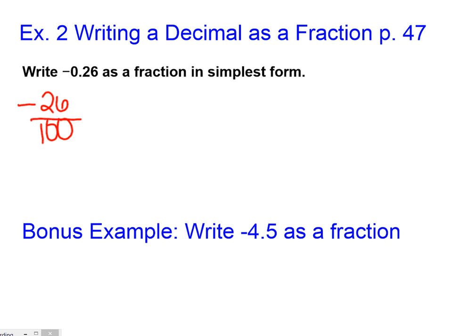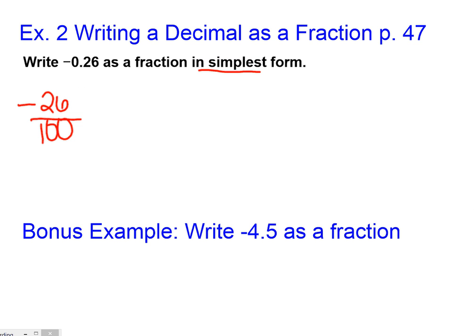Now, I look to see if I can simplify it because it says simplest form here. When I write it in simplest form, I need to reduce. I automatically see 6 and 0 are even, so I'm just going to start by dividing by 2. That gives me negative 13 over 50. And since 13 is prime, it cannot be reduced any further. So my answer is negative 13 over 50.